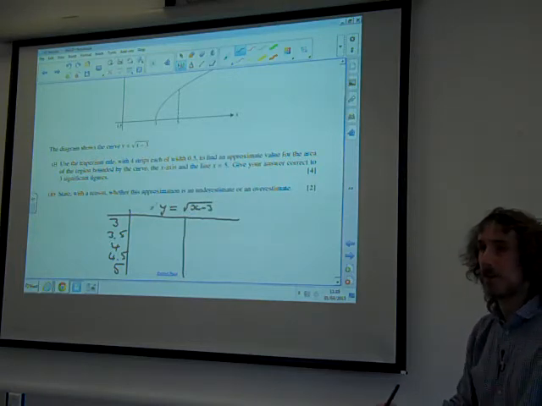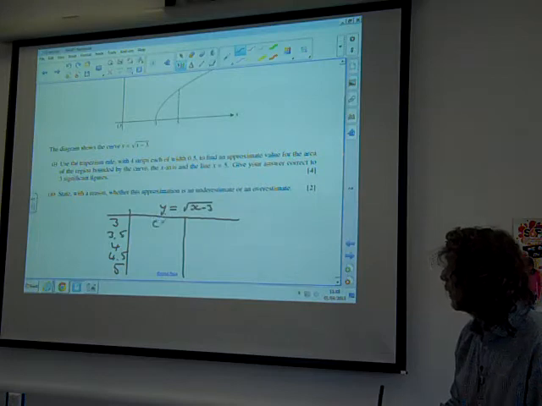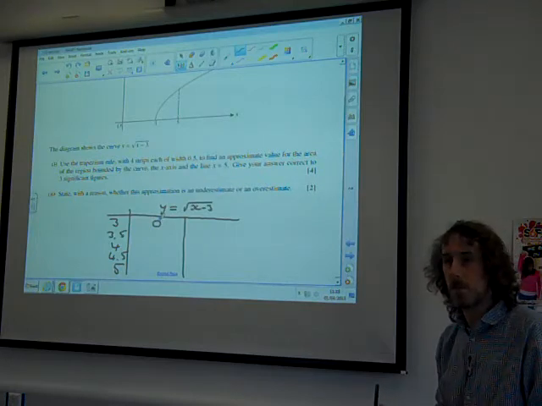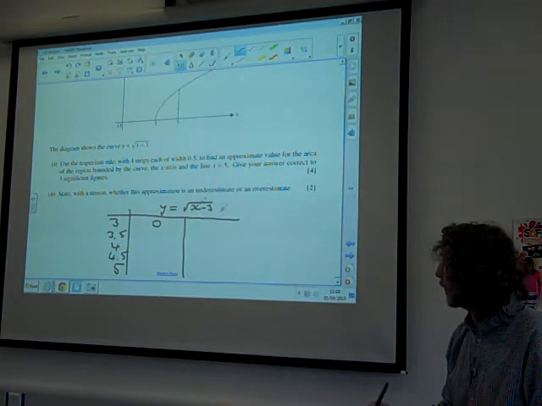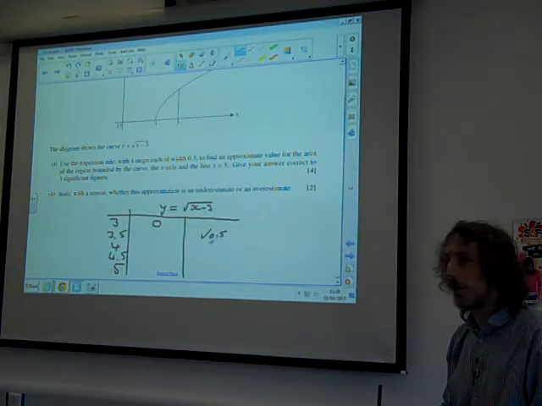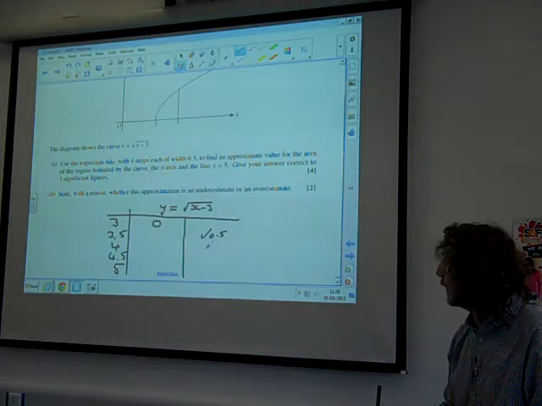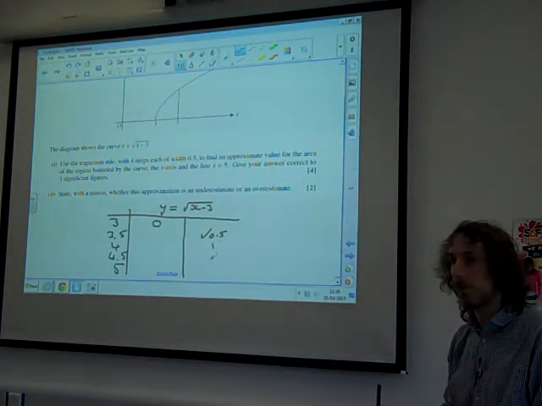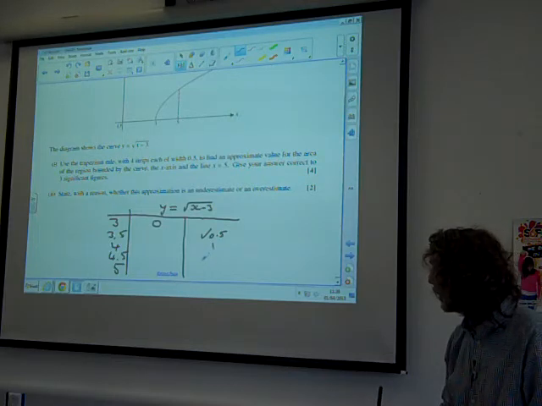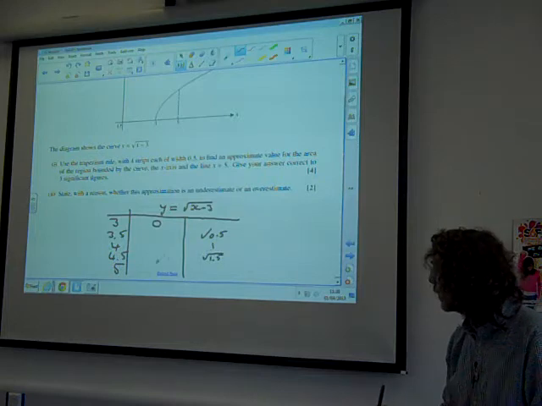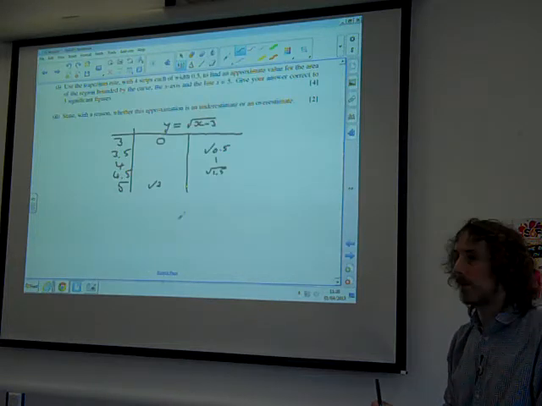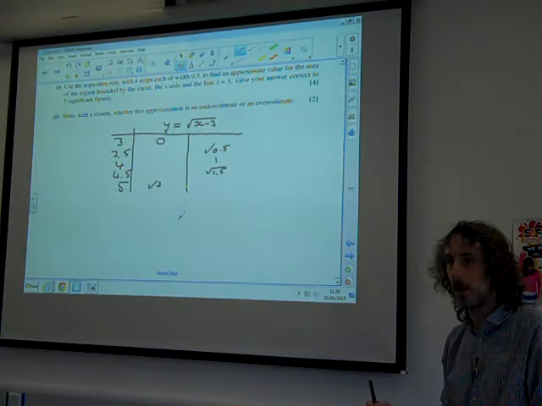So if we sub in x equals 3 into that, we get 0. 3 minus 3 is 0, square rooted. Then we've got 3.5 minus 3, square rooted, so square root of a half. 4 minus 3 square rooted gives us 1. 4.5 minus 3 square rooted is root 1.5. And 5 minus 3 square rooted is root 2. So there are our values that we're going to plug into the formula.